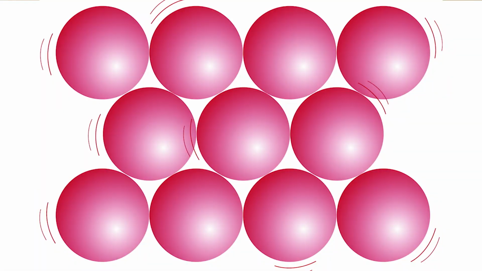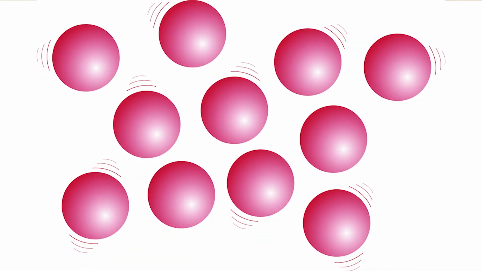So these different behaviours can be explained by looking at how the particles in these materials act. So in our solid, the particles are really tightly packed together, and they're arranged in a very uniform structure or pattern. In our liquid, the particles aren't holding on to each other as tightly.